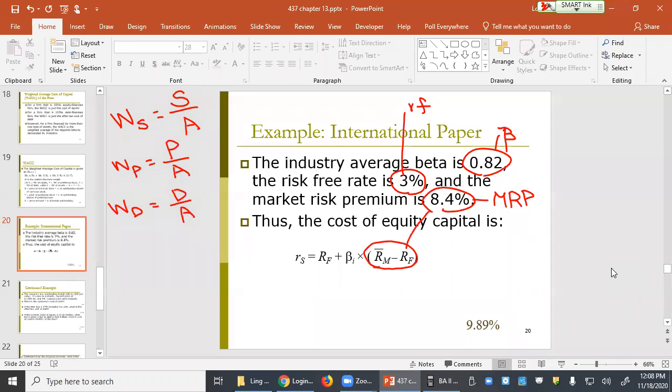So the cost of equity is, plugging in the numbers, 0.03 as the risk-free rate, beta of 0.82 multiplied by market risk premium, 0.084. Then we have 9.89% as our cost of equity. That's the rate of return that our common stockholders demand.